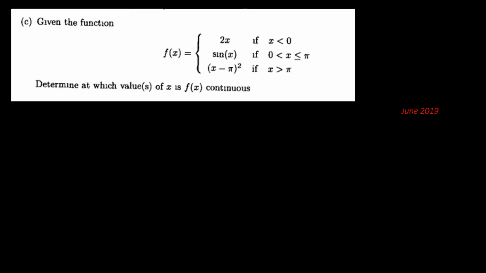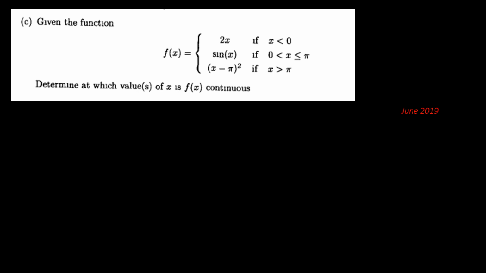Okay. Next question. Given the function f of x is 2x if x is less than 0, sin x if x is between 0 and pi, and (x minus pi) all squared if x is greater than pi. Determine the values of x for which the function is continuous. So now we have 2 points. We have x approaching 0 and pi.